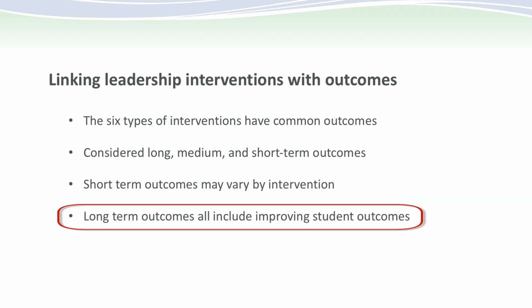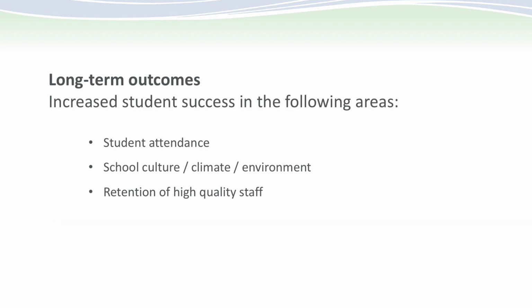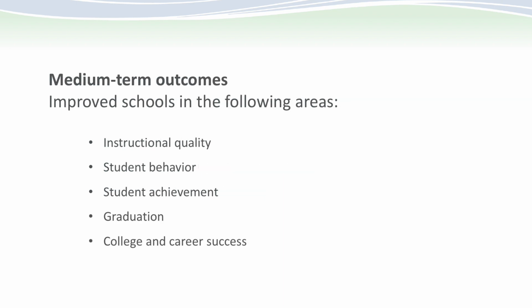So the long-term outcomes tended to be, from the models that we reviewed, at the student level. What were your students accomplishing at the end of this intervention? As I said before, it takes a very long time to get from principal to student, and so a lot of the evidence focuses on medium-term outcomes. Has there been a change in the school? Has there been change in instruction? Has there been change in climate?